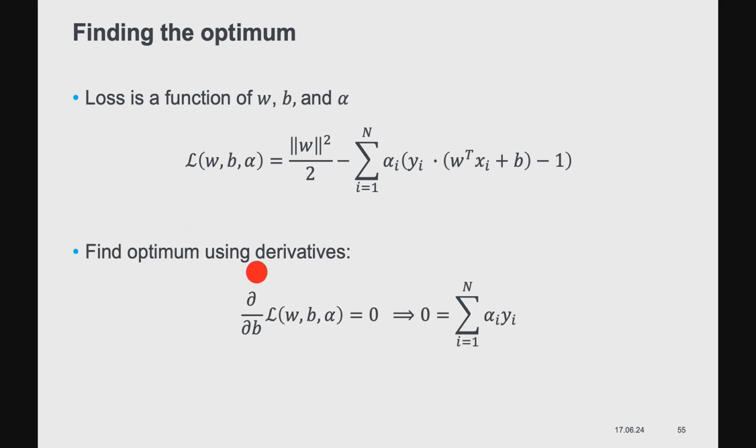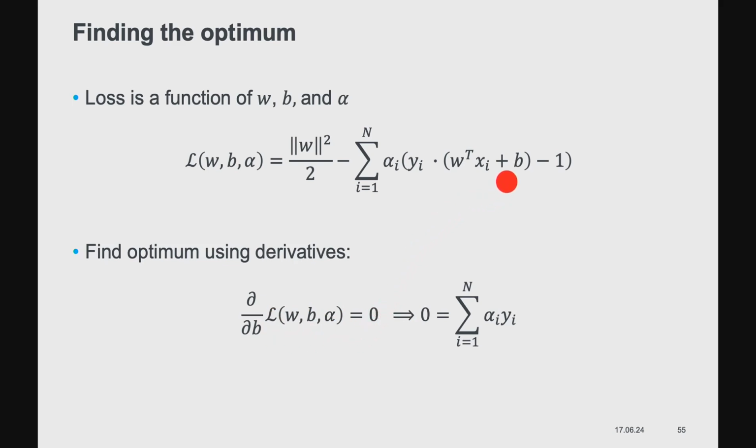So we find the optimum using the derivatives. We also have to find the optimum for the b. So we look for the derivative with respect to b of our function. The derivative of b is actually 0, because we set this derivative to 0 to find the optimum.